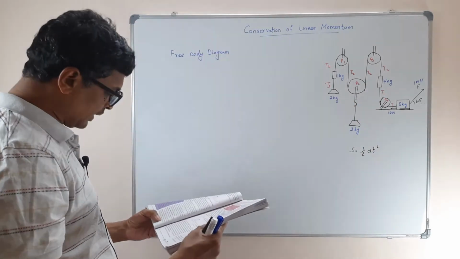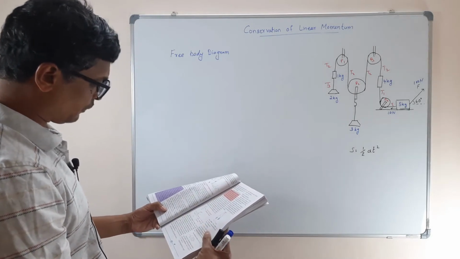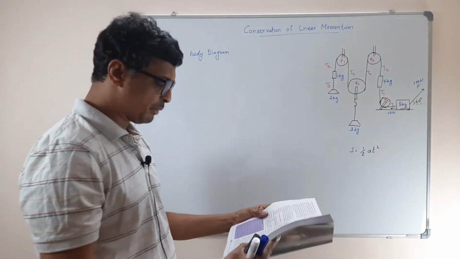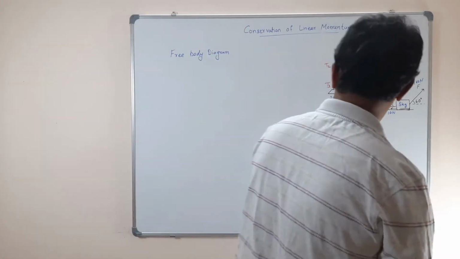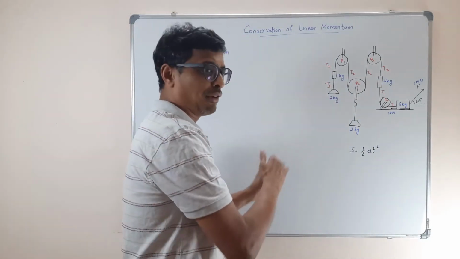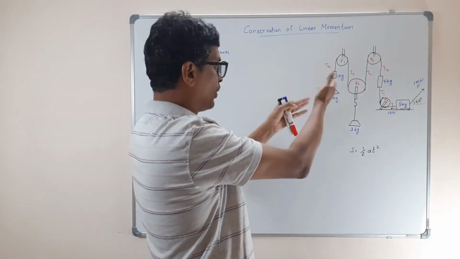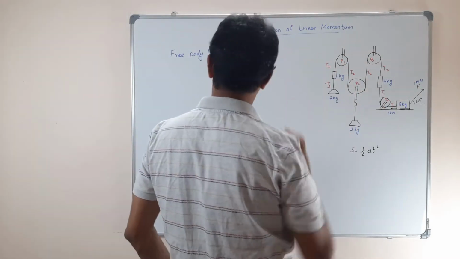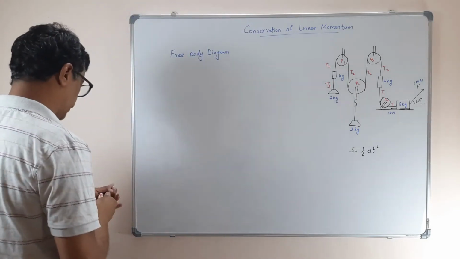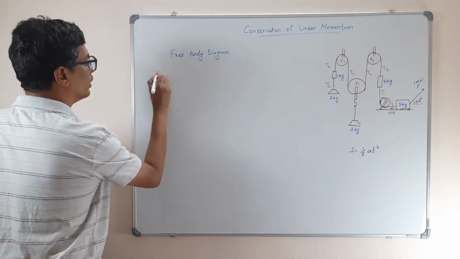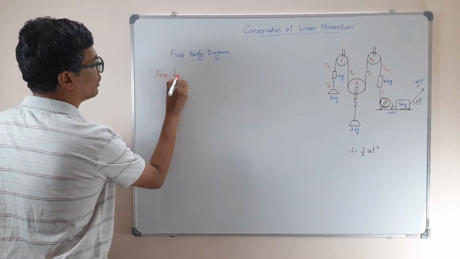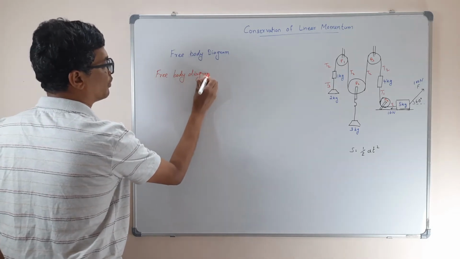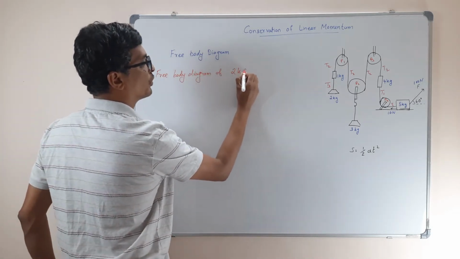Now let us see the free body diagram of the 2 kg mass. They say, let a be its upward acceleration. Some acceleration, they mention it's upward, but it could be downward also, depending on the situation. Here, when you pull it up, it may go upward only. So the free body diagram of the 2 kg mass.